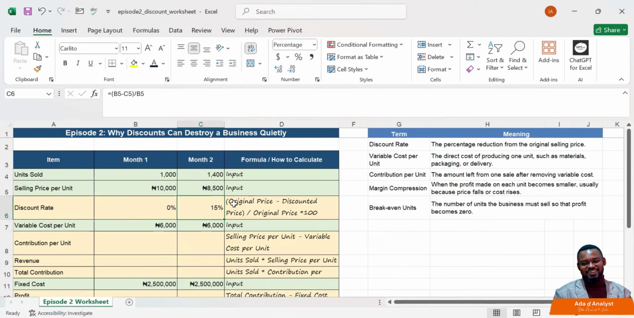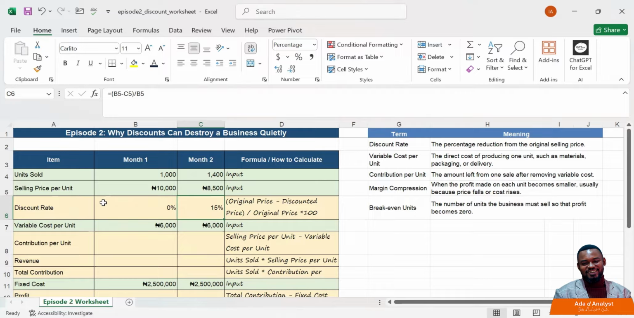So we have determined that. We know our units sold, that's the number of units that were sold in the various months. We know the selling price in the various months. We now know the discount that was applied. We have a fixed variable cost. That is, our variable cost in month 1 is exactly the same as the variable cost in month 2. That is, in both months, the cost of production for each unit will remain the same.